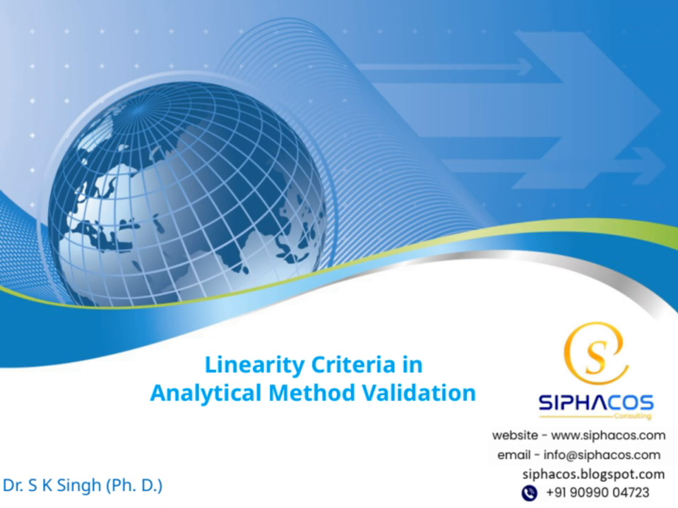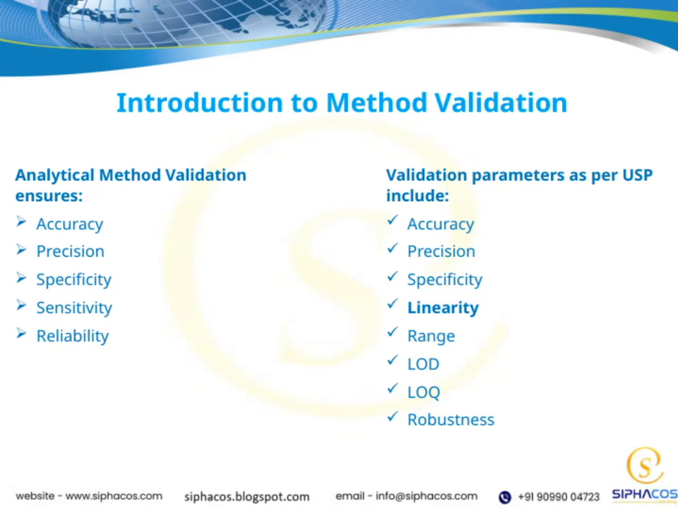Let's get started. Welcome to this section on method validation. Today, I'll walk you through the key parameters as outlined by USP, which are essential for ensuring our analytical methods are reliable. First, we have accuracy, which tells us how close our measurements are to the true value. Then, precision refers to the consistency of our results, whether repeated under the same conditions or across different days. Specificity is about the method's ability to distinguish the analyte from other components.